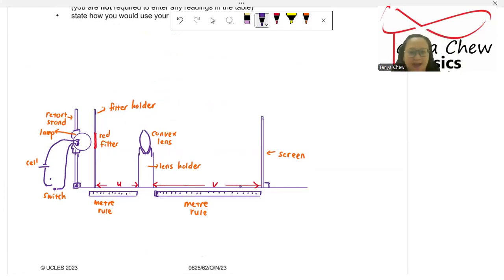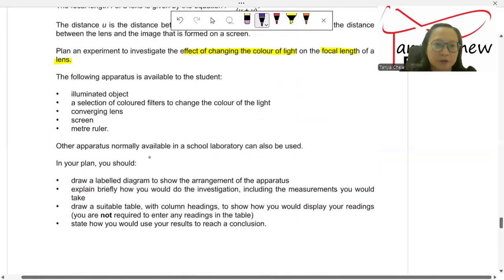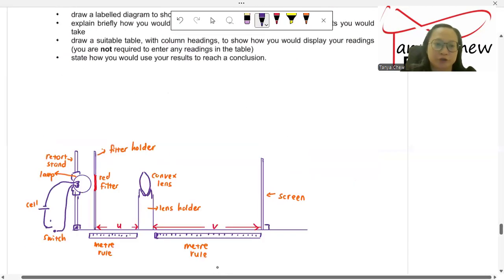I have a retort stand which I want to hold my filament lamp, and this filament lamp needs a cell to operate. So I have a cell connected to the filament lamp plus a switch because I don't want my filament lamp to be overheated. So this is my complete circuit for the filament lamp to work. And then I have a filter holder here because I need to fit in the color filters. So these are all the color filters.